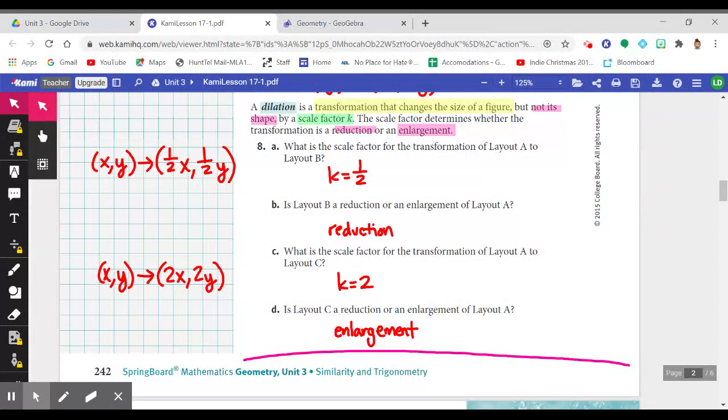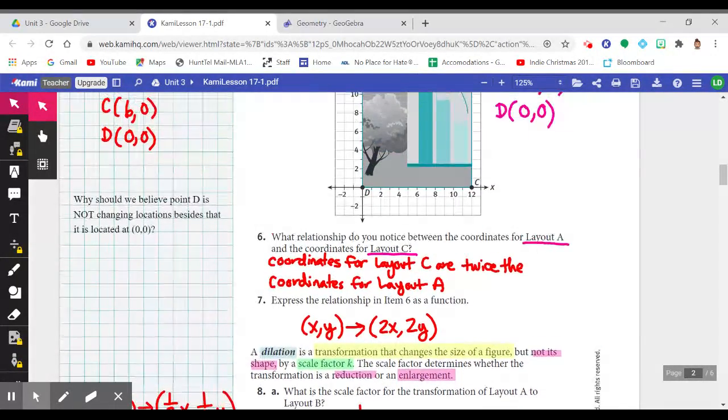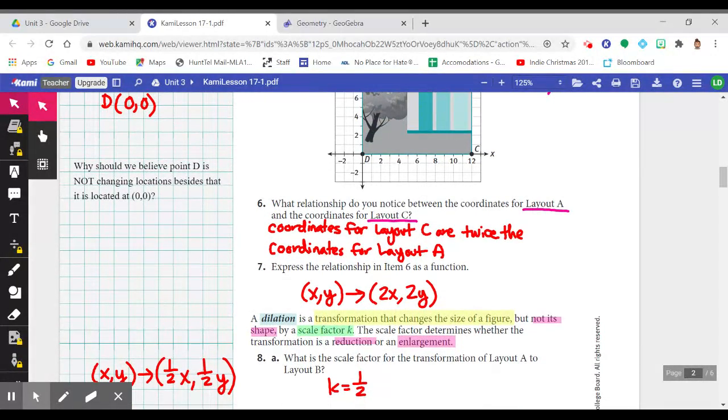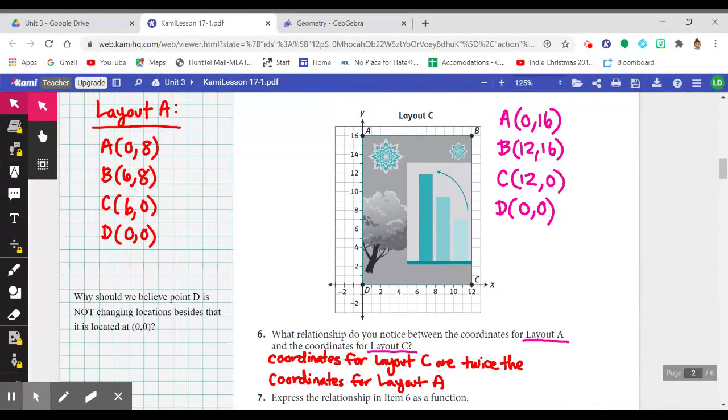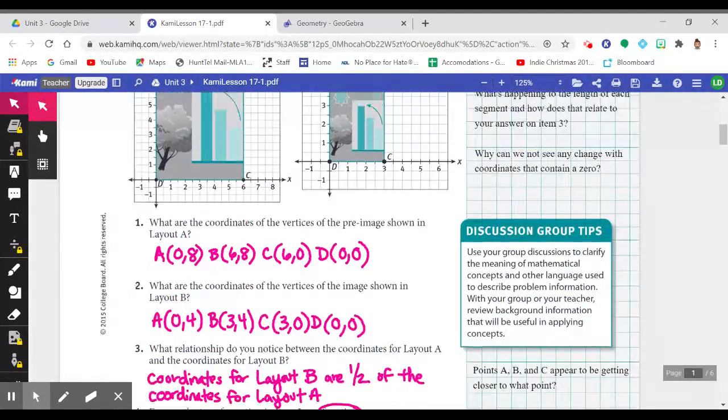So as we transition to item 9, think about what's happening to these images depending on what the scale factor is. Before we go there, I have this other question. We mentioned on the previous page, why should we believe point D is not changing locations besides that it's located at (0, 0)? Think about it. All of these points, A, B, and C, in this case, are getting further from point D in relation to where they were on layout A.